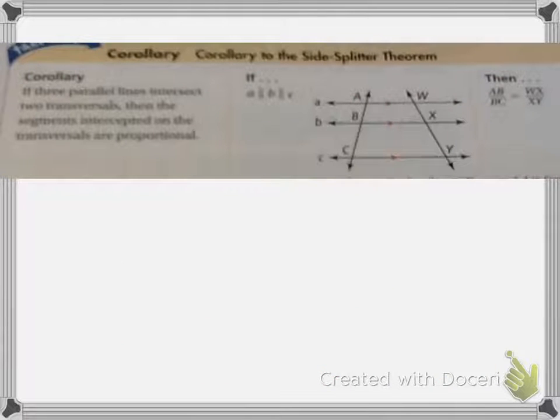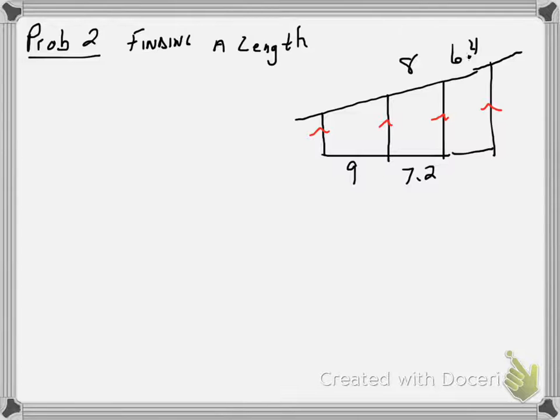The corollary to that side splitter is if 3 parallel lines intersect 2 transversals, then the segments intersected on the transversals are proportional. So if A, B, and C are parallel, we know that AB, which is right here, over BC, which is there, equals WX over XY. Okay, so you want to find the missing length here. We want to go ahead and talk about that length right there.